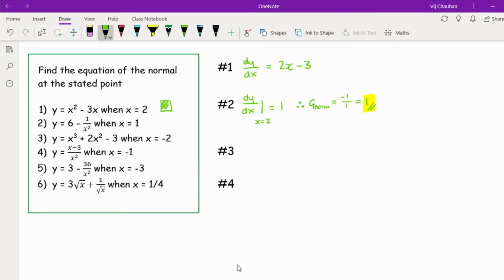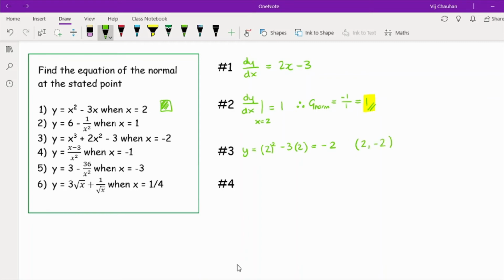Moving on from that, we then need to find the respective y ordinate. So I do that by substituting the x ordinate into the original equation. Remember not to do it with dy/dx, which is where a lot of students go wrong. So here we've got 2 squared minus 3 times 2, which gives me a y ordinate of minus 2, which then gives me an overall coordinate of (2, -2).